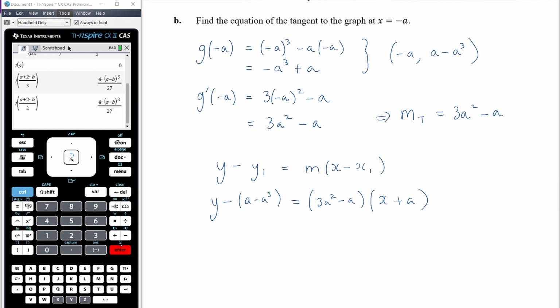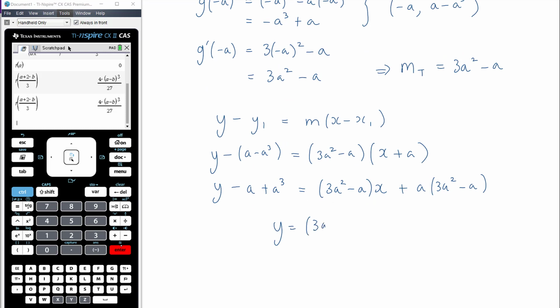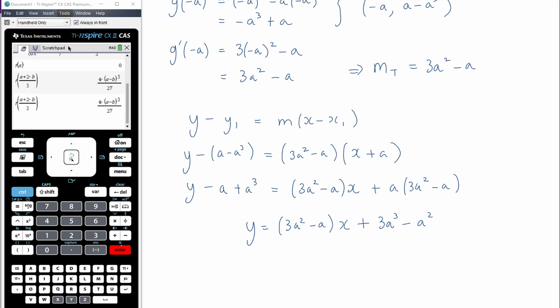Alright, let's just tidy this up to make y the subject. So we're actually going to have y minus a plus a cubed equals, I'm not going to expand out the gradient because I still want to be able to have something times x. So 3a squared minus a, all times x, we're going to leave that like that, plus a times 3a squared minus a. Alright, so y is 3a squared minus a, times x, plus 3a cubed minus a squared, and now I'm moving the terms from the left hand side to the right hand side, so we're going to have plus a and, oh sorry, I've lost an a there, haven't I?